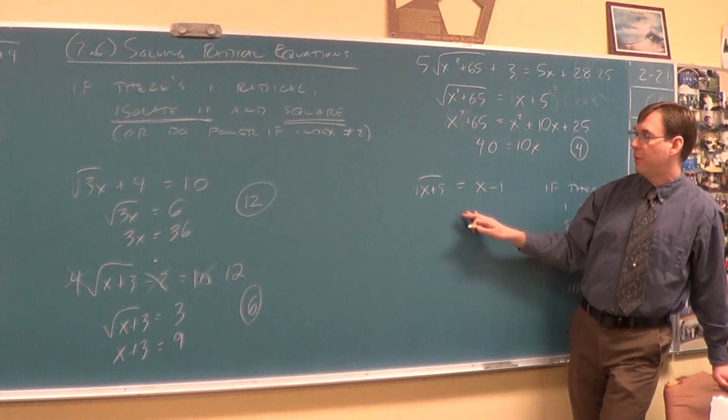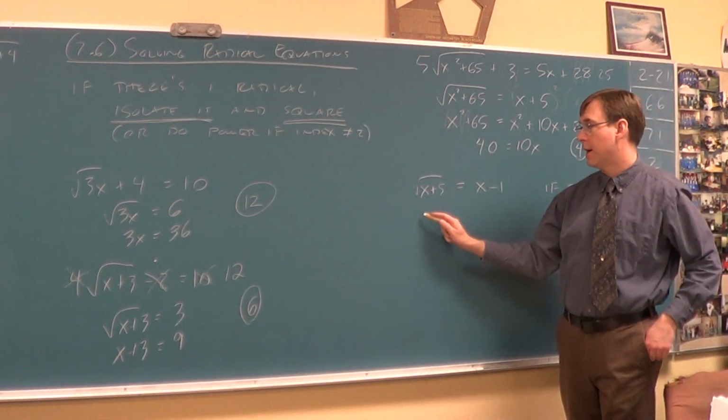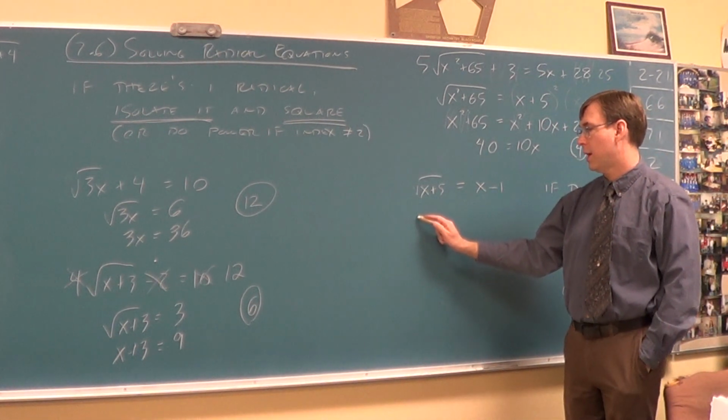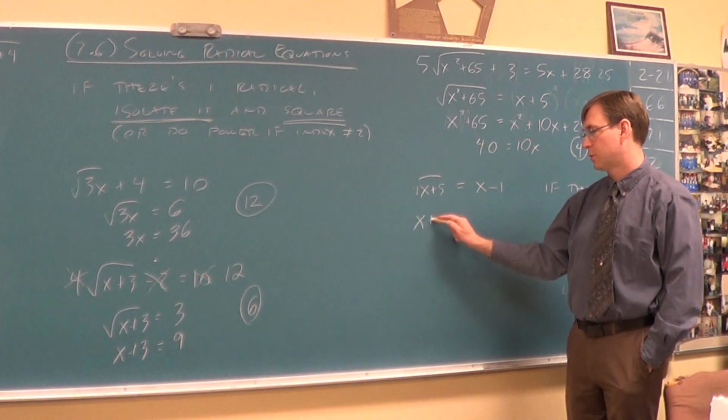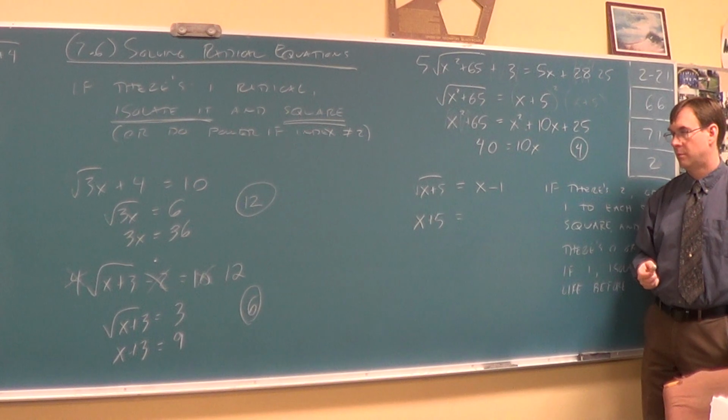Why did I cut you a break on this one? We don't have to get it alone. We're already ready to square. So left side, x plus 5. Right side, x squared minus 1.